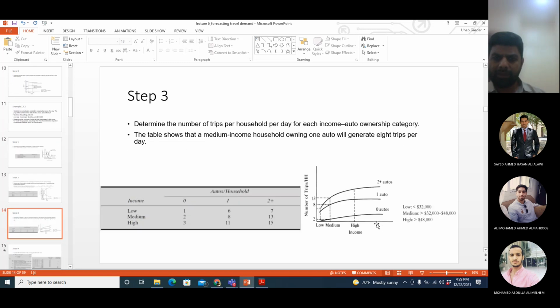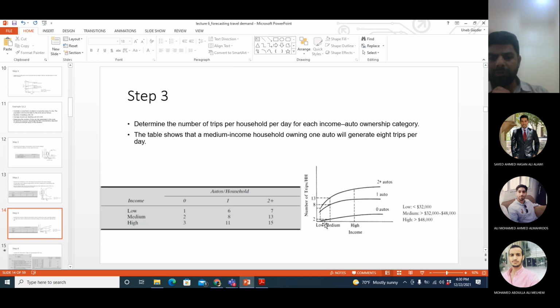We did it in the previous example and we plotted these graphs for the number of trips per household for each income category and each number of cars. For example, the average number for households which have medium income and one car is 8. In the previous example they were showing the exact numbers, but here the numbers have already been rounded off.